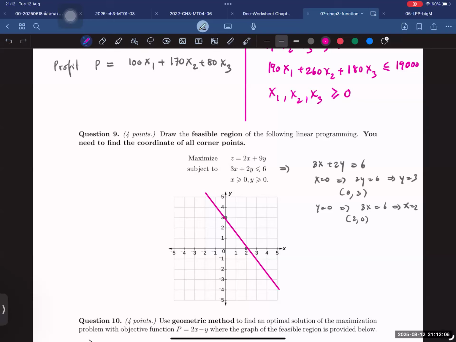Okay, when it said less than or equal to 6, maybe I can pick 0 here, right? If x is 0 and y is 0, is 0 less than 6, right? So we put it in, and the left hand side is 0, which is less than 6. So this is what we want, right? Therefore, the shaded area should be something here.